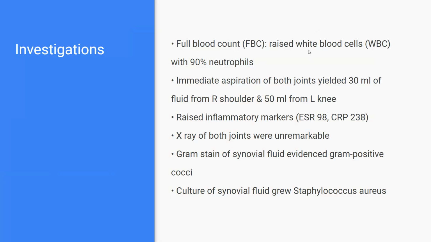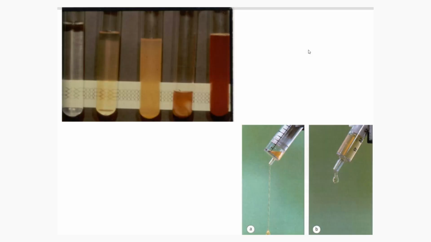So you do a couple of investigations. You've sent your bloods, they've come back. You have a raised white blood cell count with 90% neutrophils. You aspirate your joints and you get 30 ml of fluid from your right shoulder and 50 from your left knee. You have raised inflammatory markers. So your ESR is 98, CRP is 238. The x-rays of both joints were unremarkable. You do a gram staining and it shows you a gram-positive cocci. The culture of your synovial fluid shows Staph aureus.